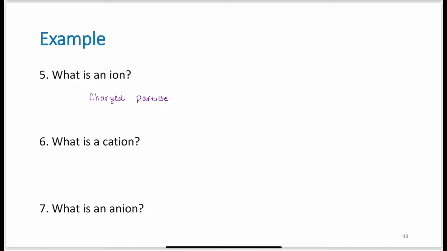I need you to immediately realize or think about the fact that the number of protons is not equal to the number of electrons. Just calling something an ion does not tell me if it's positively or negatively charged, but it does tell me that I do not have an equal number of protons and electrons.